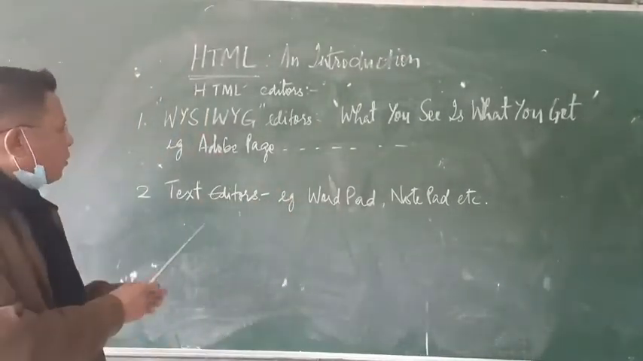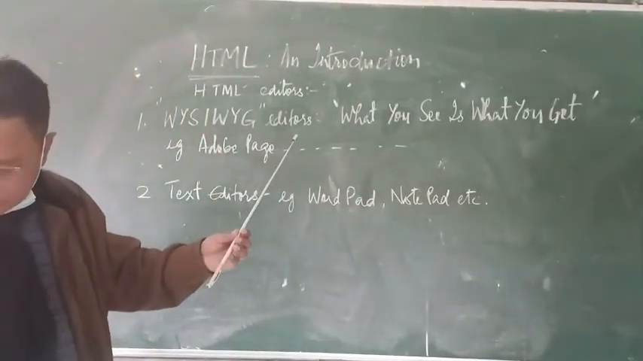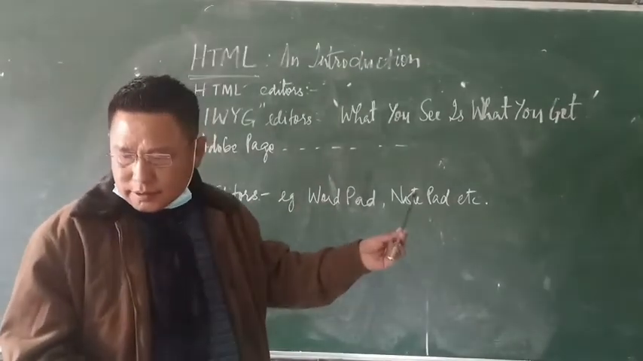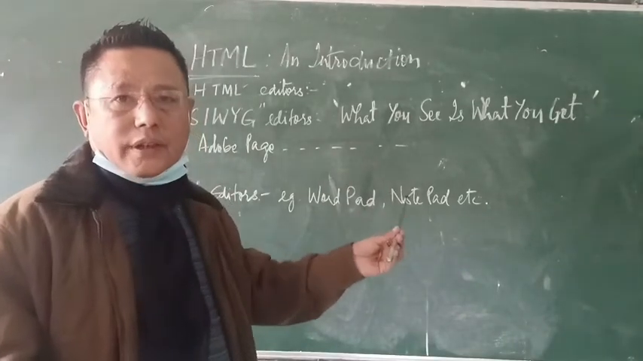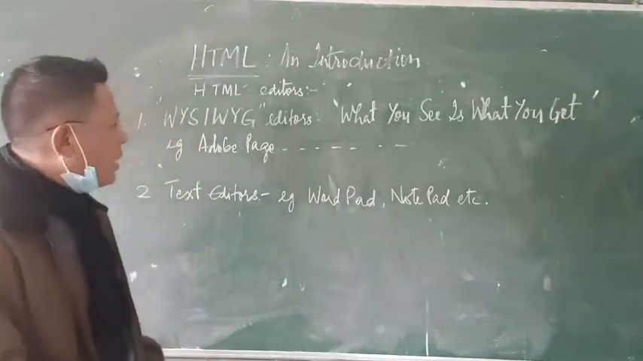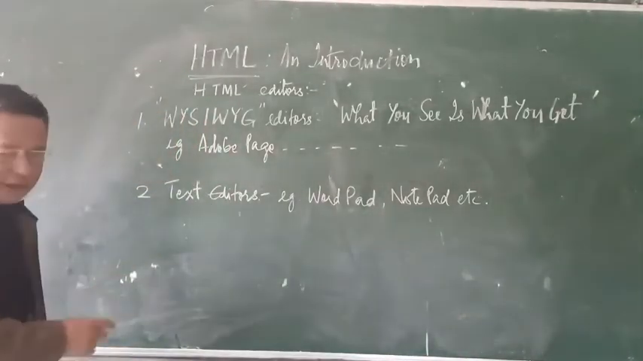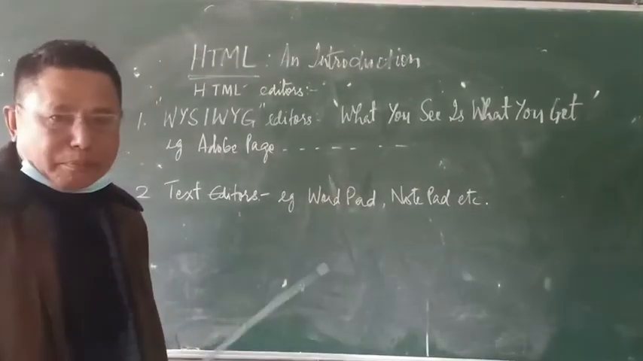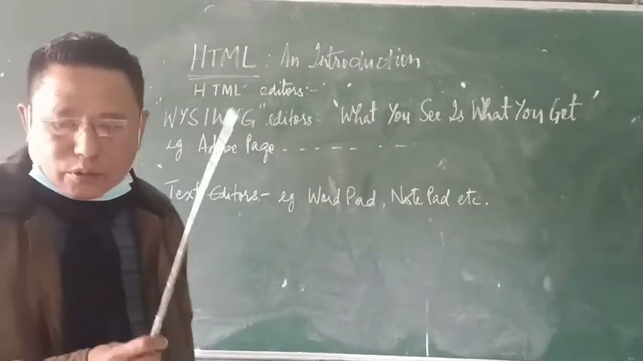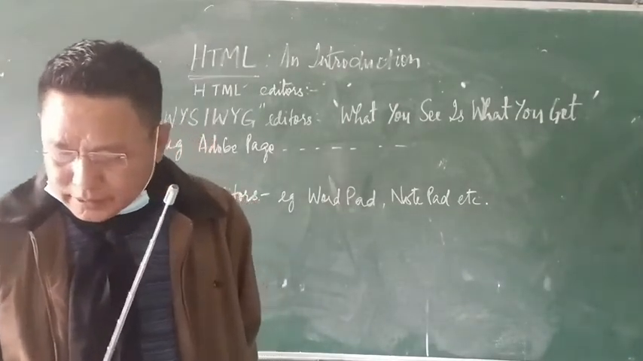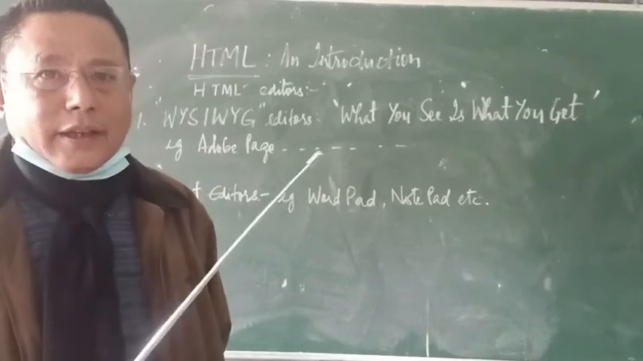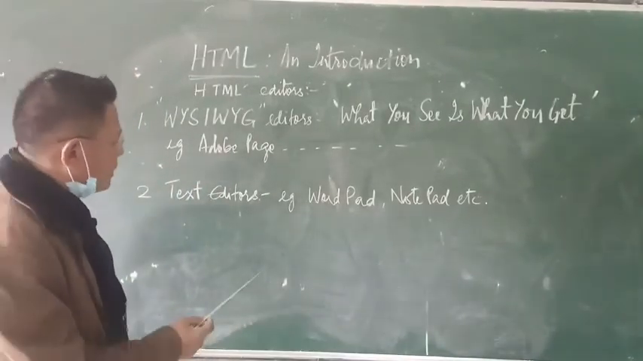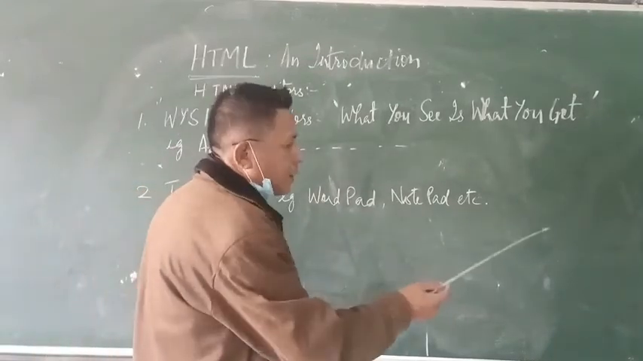Examples are Adobe PageMill, Adobe Dreamweaver, Mobirise, NetObjects Fusion, etc. Okay? Now we come to another editor, that is text editor. Now these text editors are basic text applications where you have to write each line of HTML code. Okay? Some examples of text editors are WordPad, Notepad, etc.